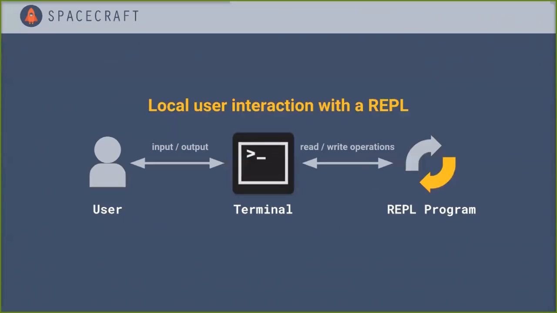Just imagine pulling up the terminal app on your Mac or Linux, and then typing IRB in it. What it does is spin up a REPL program, and then the REPL program is connected with the terminal, so the terminal handles all the operations with the REPL program. As a user, you just enter a line of code into the terminal, and whatever is evaluated is output to you via the terminal. So this is what you experience every day in a local machine.